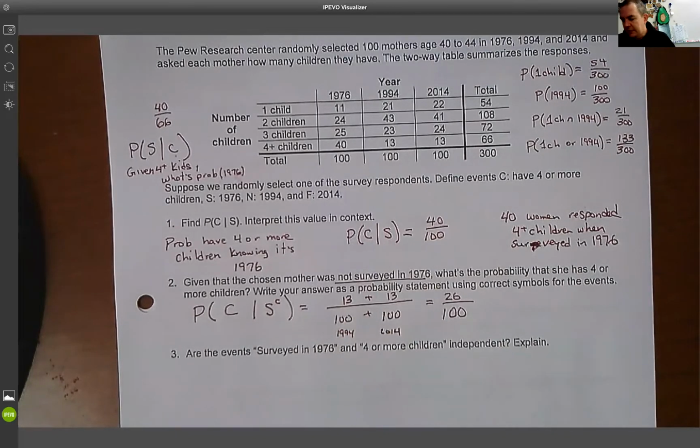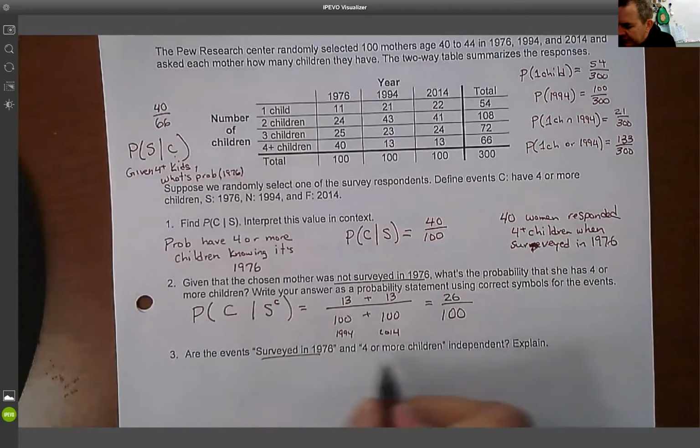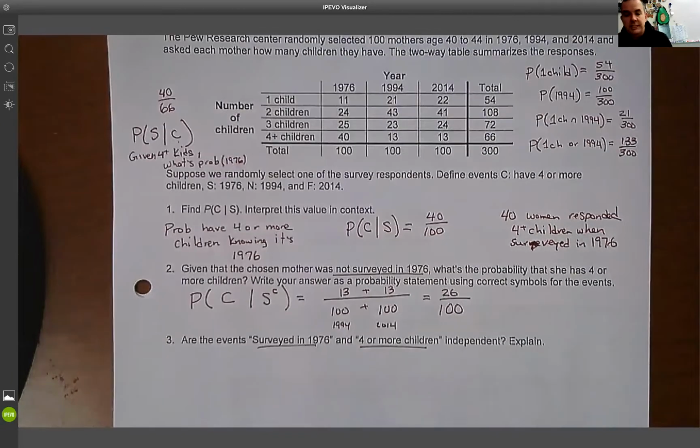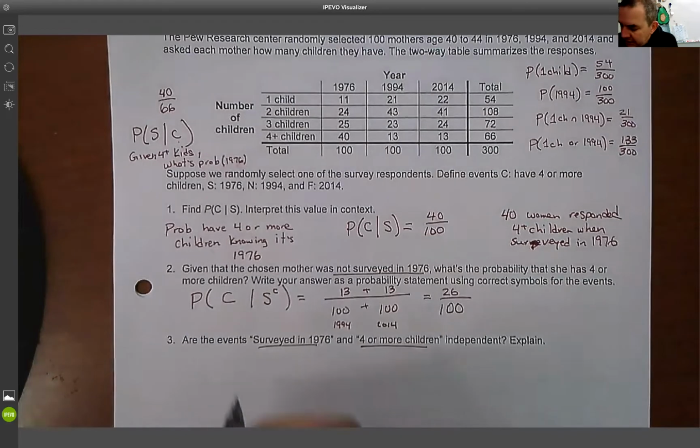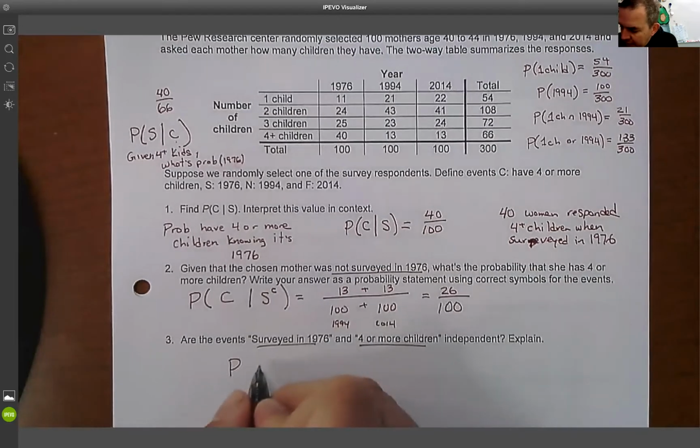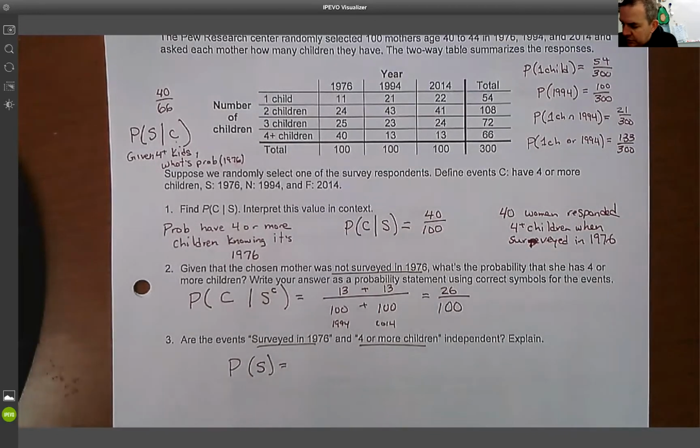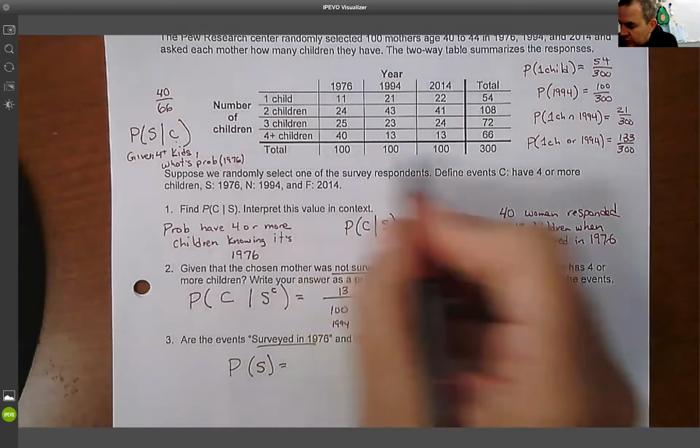The last one says, are the events surveyed in 1976 and 4 or more children independent? Okay, so let me talk about what independence means. Independence means that the condition doesn't matter to the probability. In other words, the probability of me having 4 kids is the same regardless of the year we're talking about. So what is the probability that you were surveyed in 1976? The probability that you were surveyed in 1976 was 100 out of 300.